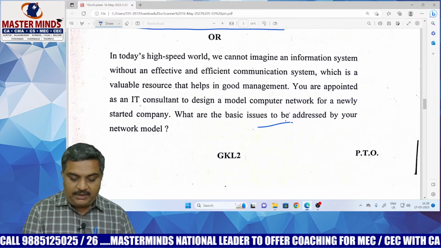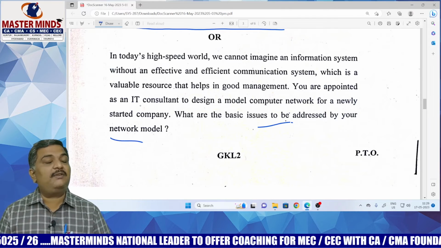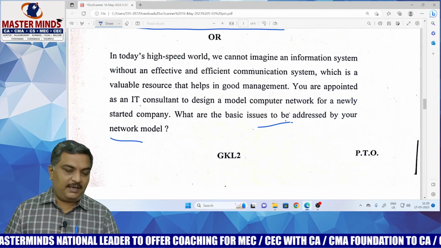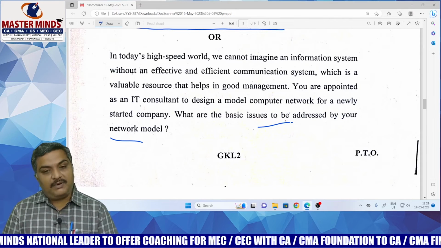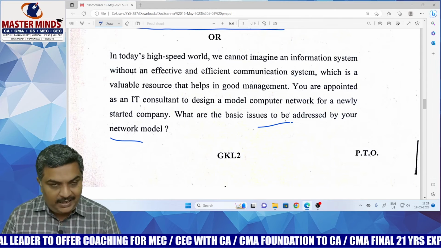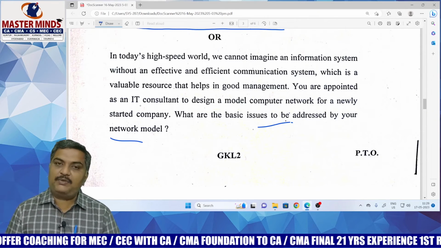So what is the question being asked here? You are appointed as an IT consultant. IT consultant for what? To design a model computer network for a newly started company. So now you are being asked, what are the basic issues that you need to keep in mind while designing a best network model for the information system of the company?